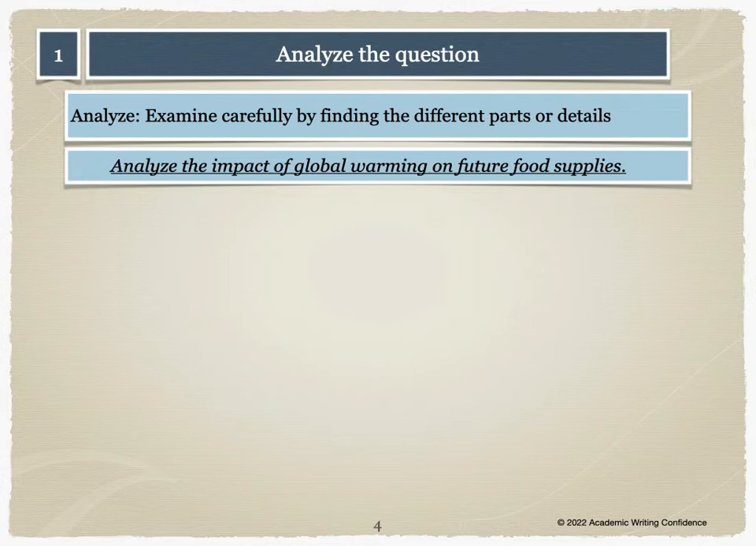details of the topic. So when you receive a specific question to write an essay about, you will need to analyze or examine carefully the different parts of the question. In this question, the different parts would be the impact of global warming and the topic of future food supplies. You will need to analyze the question or examine carefully what different parts you should include in the essay.